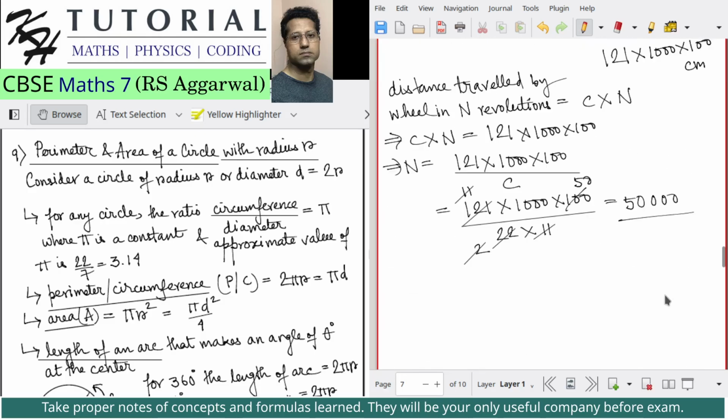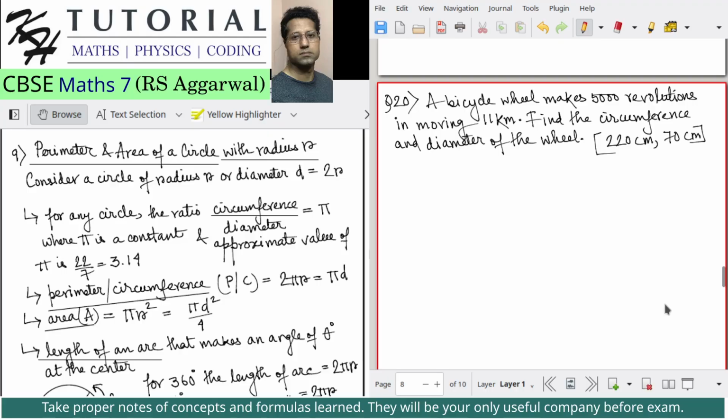Okay, let's do the next problem. Question number 20. A bicycle wheel makes 5000 revolutions in moving 11 kilometer. Find the circumference and diameter of the wheel. Okay, so this time the diameter of the wheel is not given, but it is given that the wheel travels a distance of 11 kilometer in 5000 revolutions. Okay, so we have to find the circumference and the diameter of the wheel.